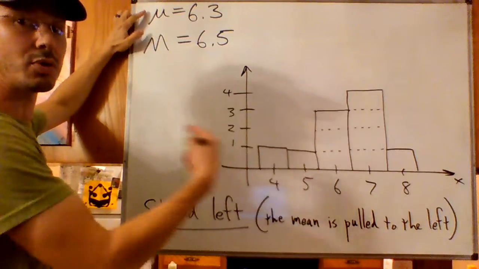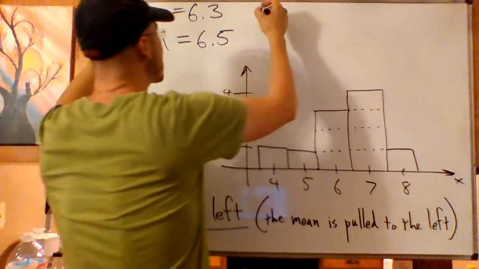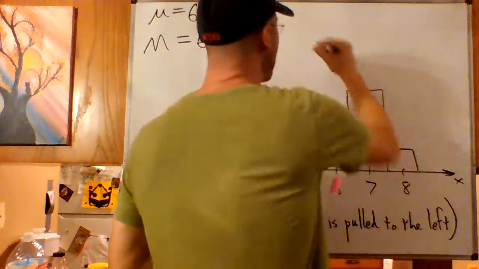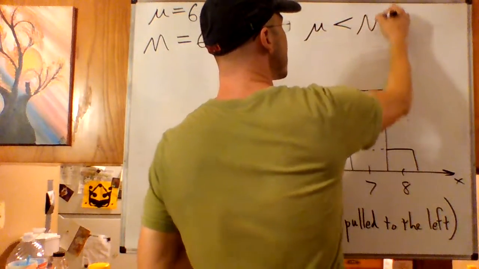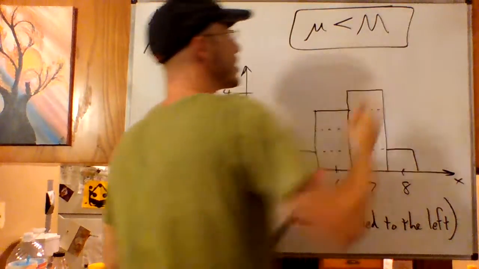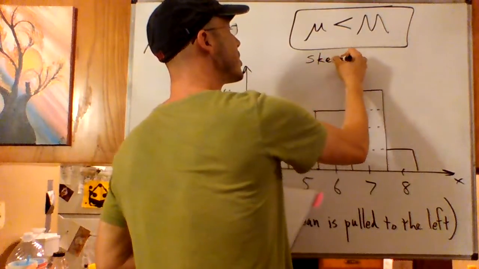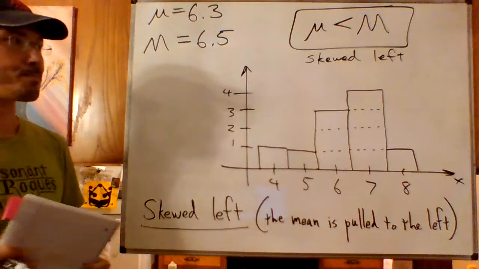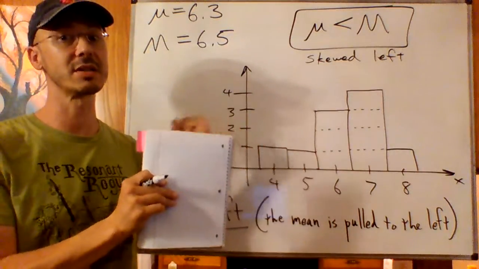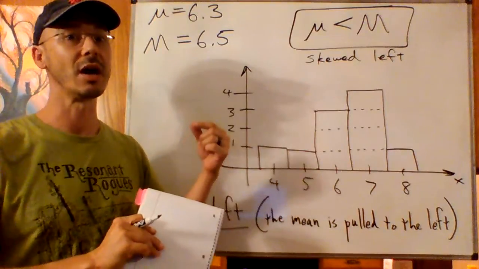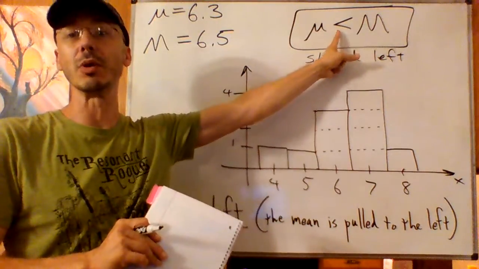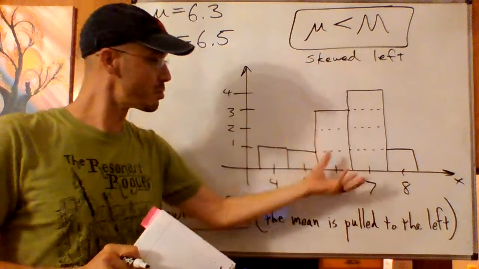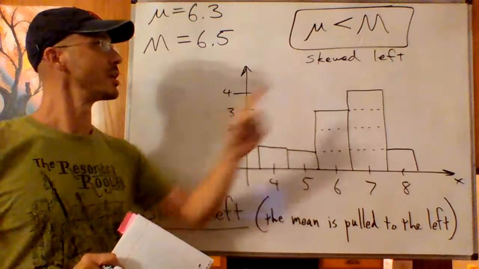The mean is pulled to the left. And this is always the case for skewed left data. The mean is less than the median. That's what skewed left means. We saw something similar with the symmetric data set, that first one we did. The mean and the median were equal. That's what symmetric is. Skewed left is when the mean is pulled to the left of the median.